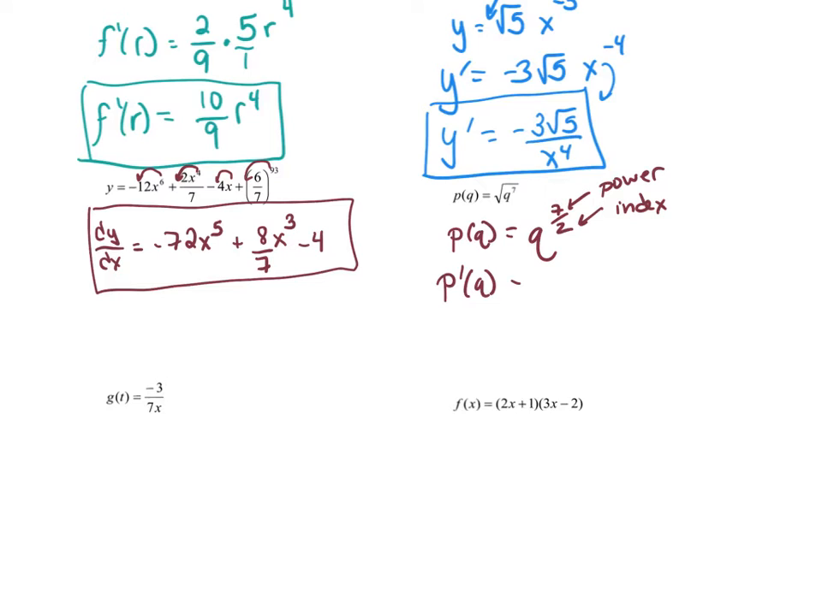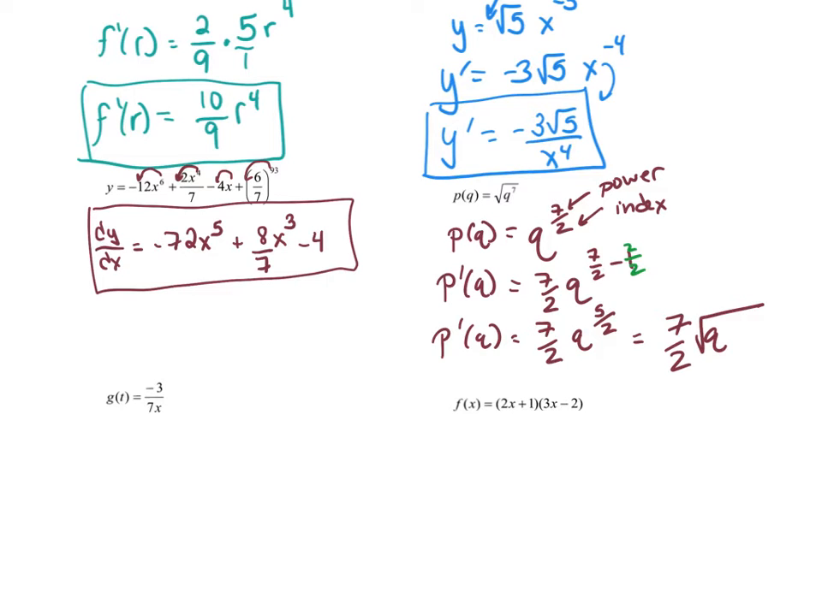So p prime of q, I'll bring the 7 over 2 down front, and it'll be q, and I'll actually write it out. It's 7 halves minus 1. Now to subtract fractions, of course, this will have to be 2 over 2. So p prime of q is going to equal 7 over 2 times q to the 5 halves. If you want to rewrite it, you could write it as 7 halves q square root of q, because the bottom number is square, and then q to the 5. These are equivalent expressions, and that's the derivative of radical q to the 7th.